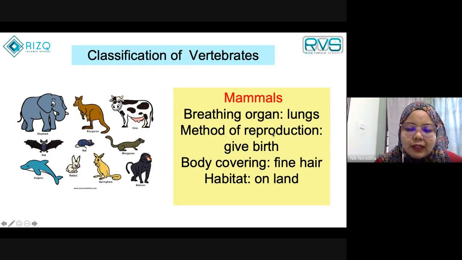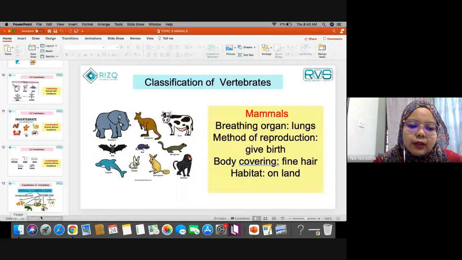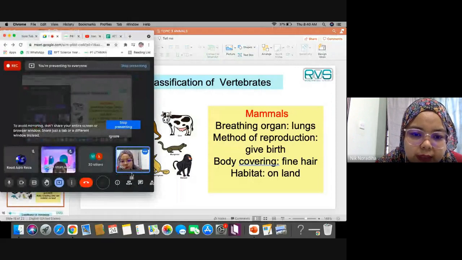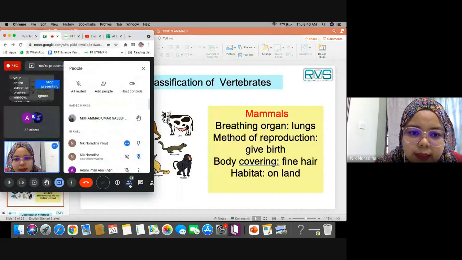For platypus, teacher mentioned it just now, all right? Even though platypus doesn't give birth, the body covering of platypus is fine hair, right? So habitat for mammals is mostly on land, but some mammals stay in water like whale and dolphin. They still breathe using lungs and need to go to the surface of the water to gasp for air as well. All right, wait, before teacher continues, someone raised their hand just now. Okay. Yes, Uma Nasif.